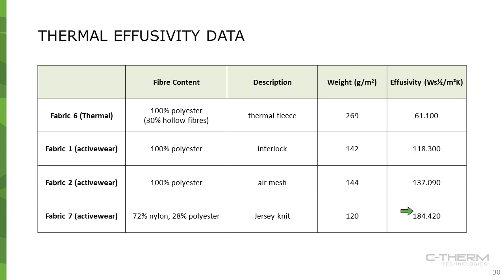So if I was choosing one of these fabrics solely based on feelings of coziness or warmth, I can see very clearly that the effusivity of the fleece is the lowest, and that would be the warmest feeling material. Conversely, if I wanted to select something that's feeling a bit cooler, maybe for a summer season, then I'd be leaning more towards the jersey knit nylon polyester, which had an effusivity of 184 units.